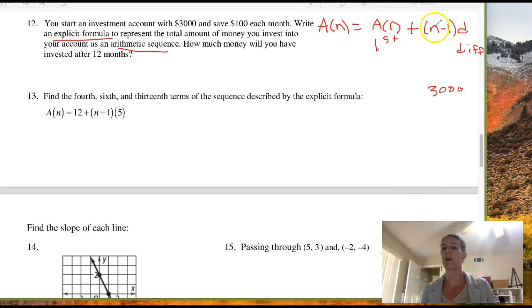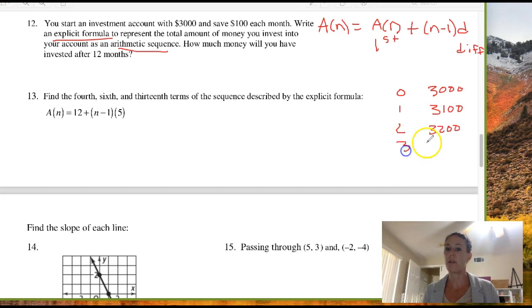Now, here's the trick that a lot of students get mixed up with when you're looking at arithmetic sequences. This is your first term. That's the first term you're going to have, or the first month. The $3,000 you start out with is actually your zero term. That's before you even start the first month. After the first month, you have $3,000 plus 100, or $3,100. Then the second month, you're going to have $3,200. And then the third month, $3,300. Fourth month, $3,400. And you can go all the way to the 12th month, which is what you want to know.